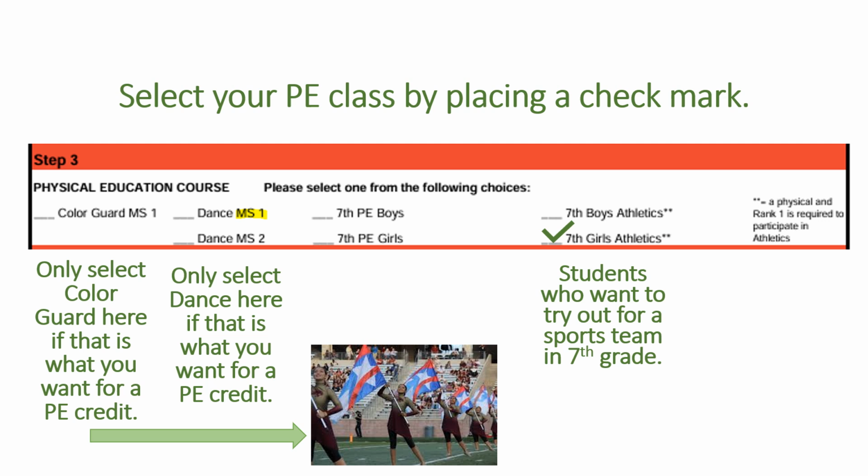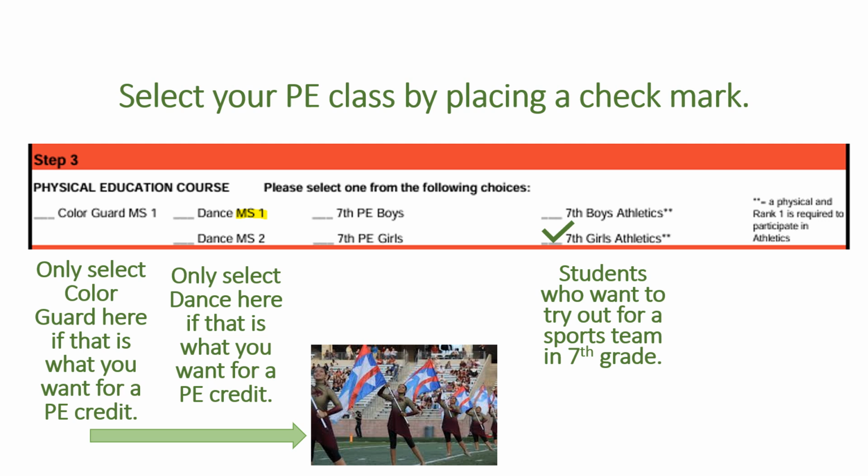Color guard is offered for the first time in 7th grade. Check out the picture on the screen. It's preparing you for high school performances. Color guard dances on the field with the team, and they have flags that they manipulate like batons. It's a really cool extracurricular activity and PE class.